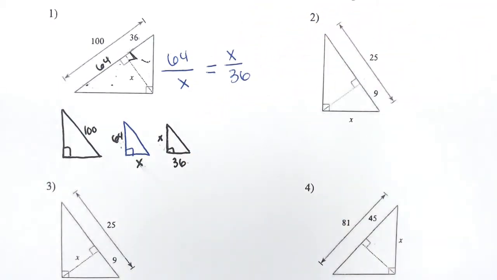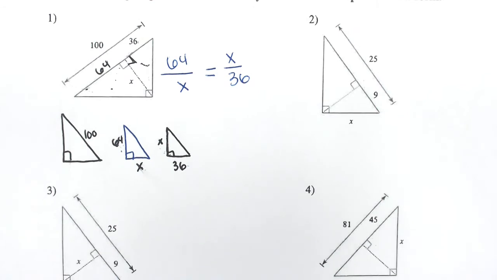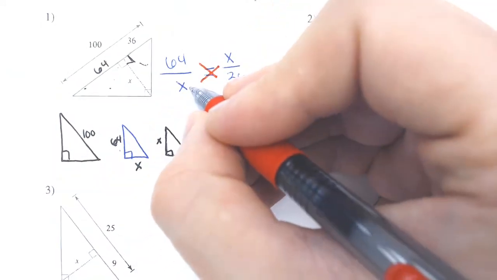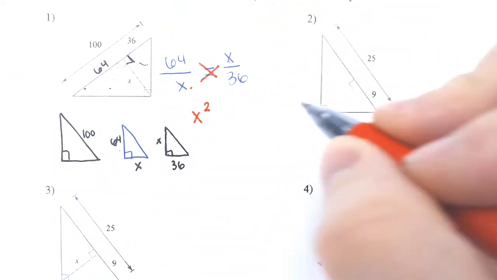And in the past, I told you small over big. You can do that as well. It still works out the same exact way. We have to cross multiply here. X times x is x squared. That happens quite a bit.